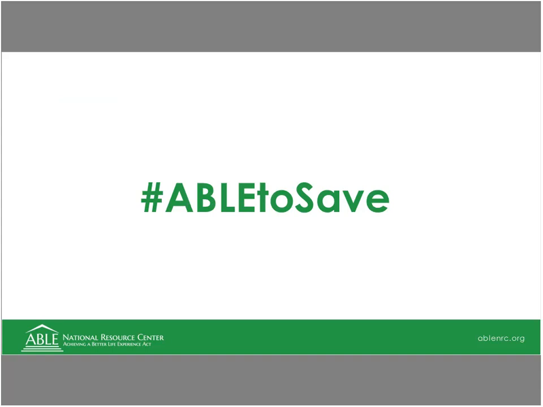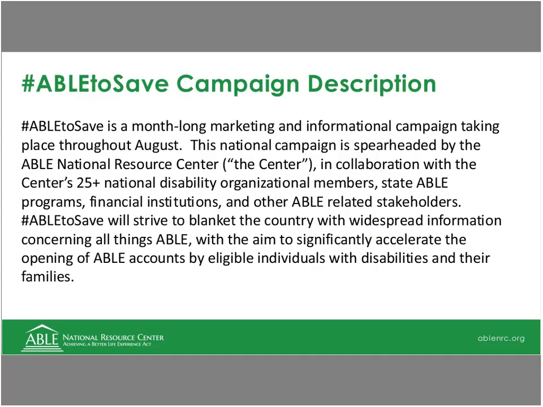Okay, I want to briefly introduce everybody to the hashtag ABLEtoSave campaign. Hashtag ABLEtoSave is a month-long marketing and informational campaign taking place throughout the month of August. This national campaign is spearheaded by the ABLE National Resource Center in collaboration with the center's 25-plus national disability organizational members, state ABLE programs, financial institutions, and other ABLE-related stakeholders.